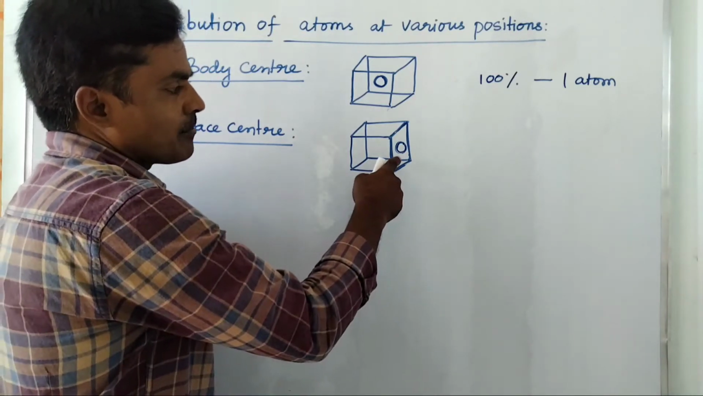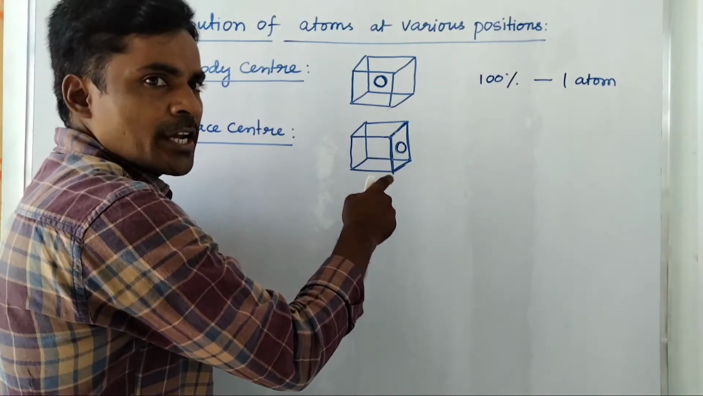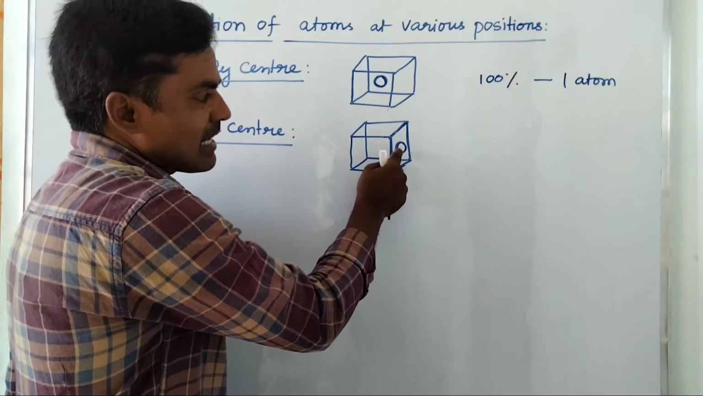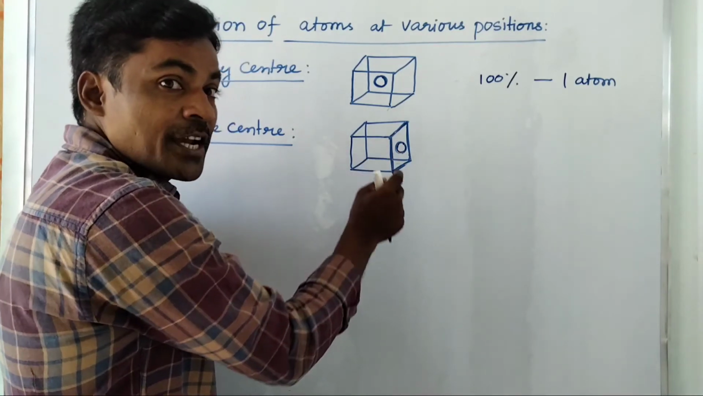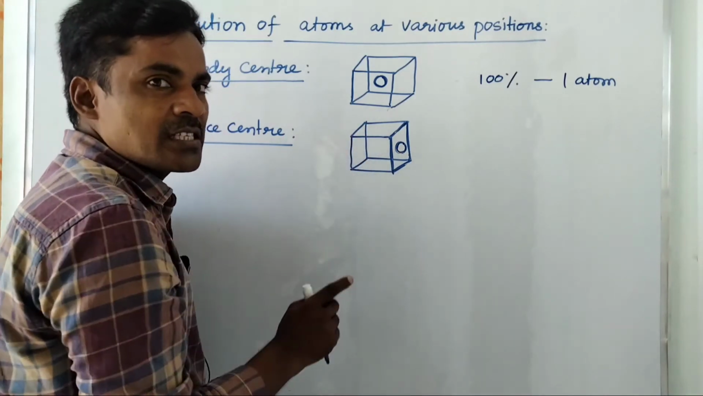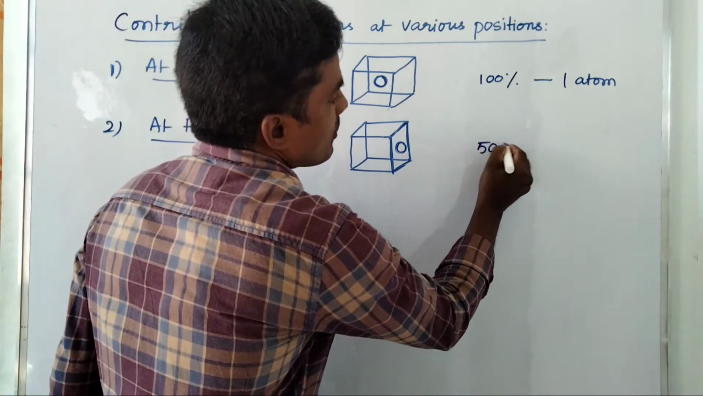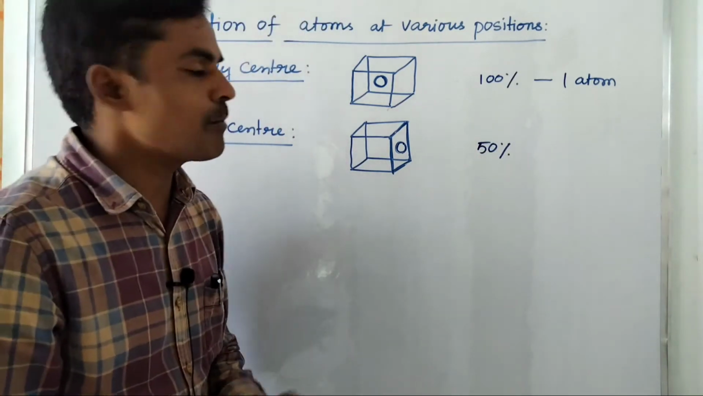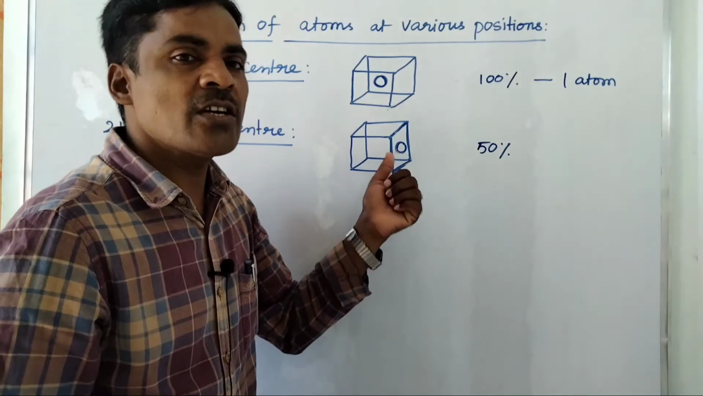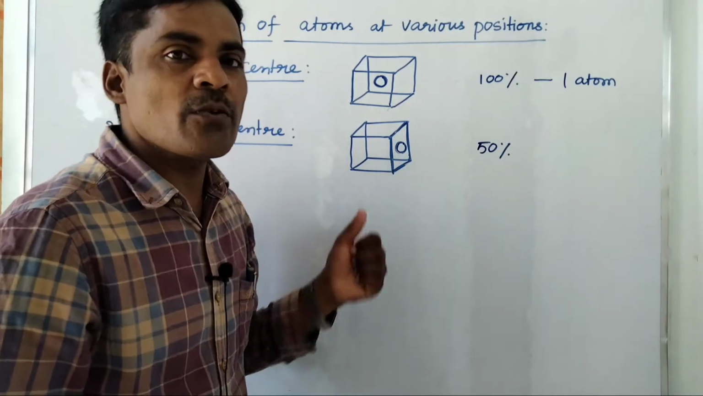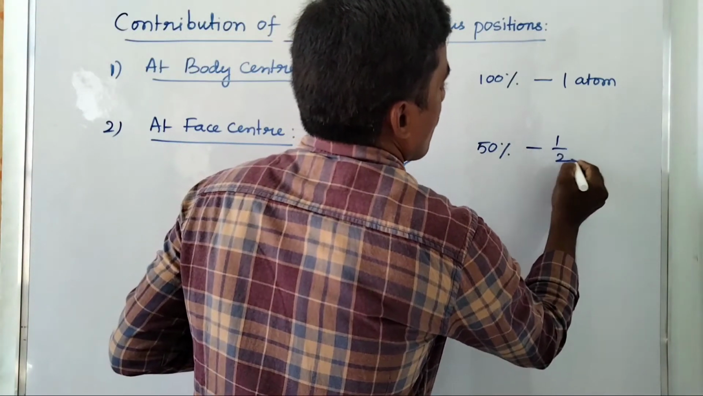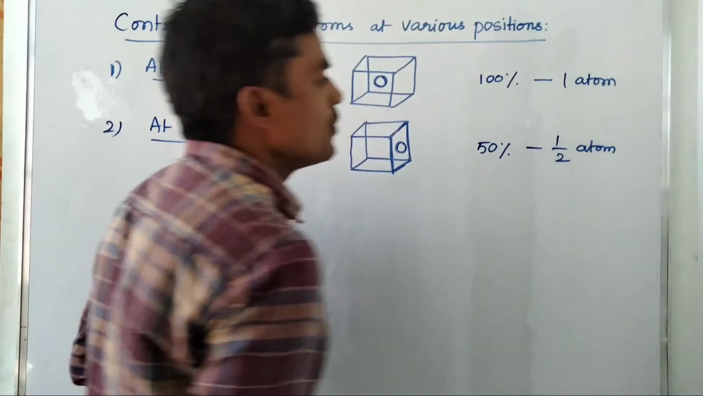This atom present at the center of the face will be shared with 2 unit cells. Hence the contribution of this atom per unit cell is 50%. That means the face center atom is shared with 2 unit cells, so its contribution per unit cell is 1 by 2. That is 50%, which means 1 by 2 atoms per unit cell.